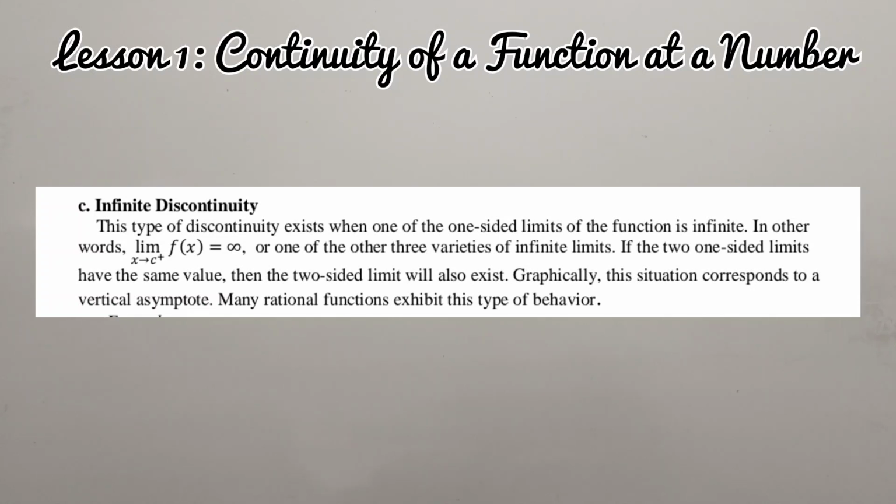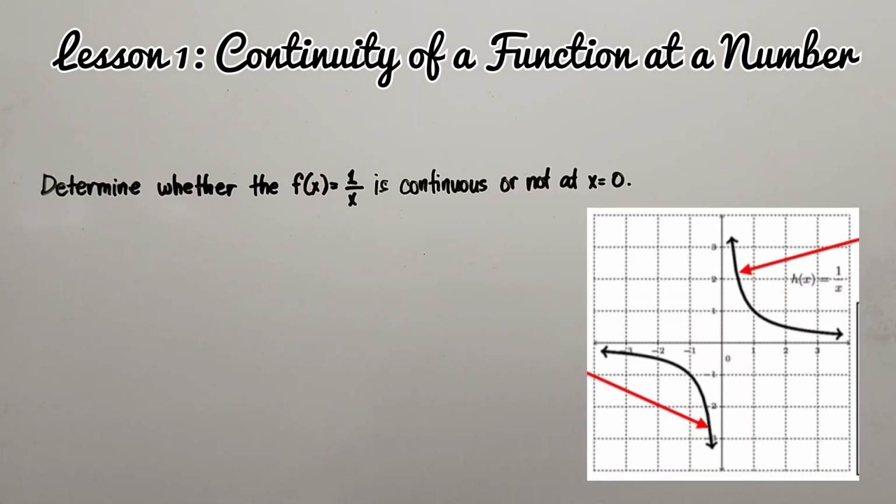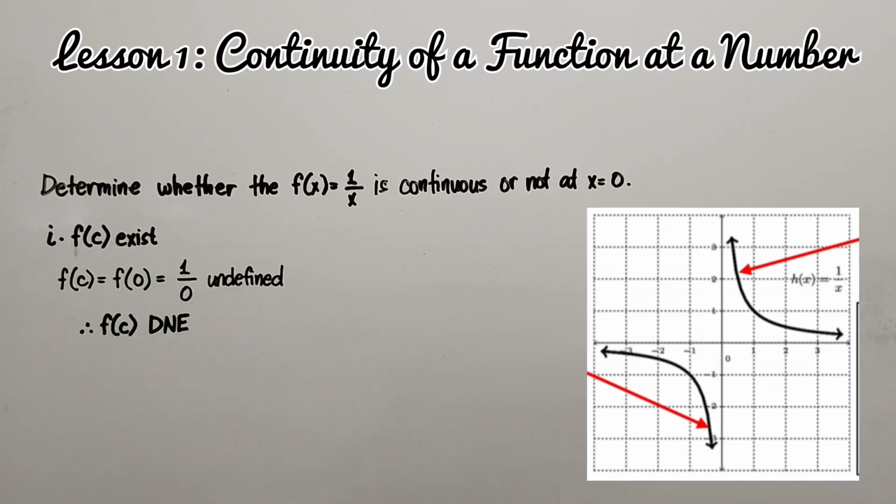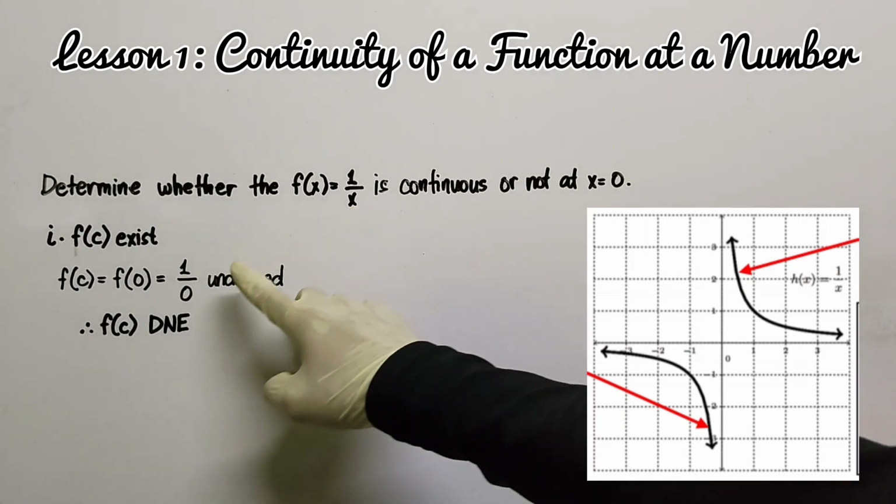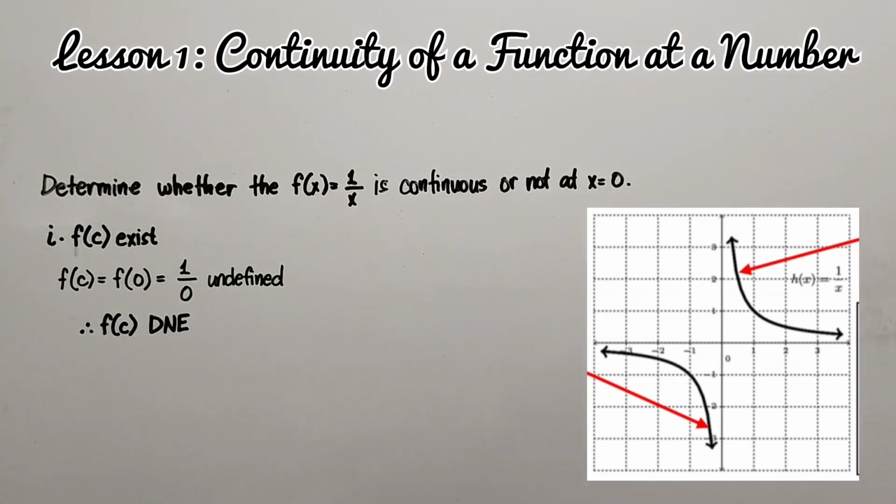Let's consider now the example f of x equals 1 over x. Kindly observe its graph on the right. We will show the three conditions to prove if it is continuous or not. The first condition, f of c exists. Since the value of c is 0, then we will substitute the x by 0. So we have 1 over 0 and that is undefined. Therefore, f of c does not exist.